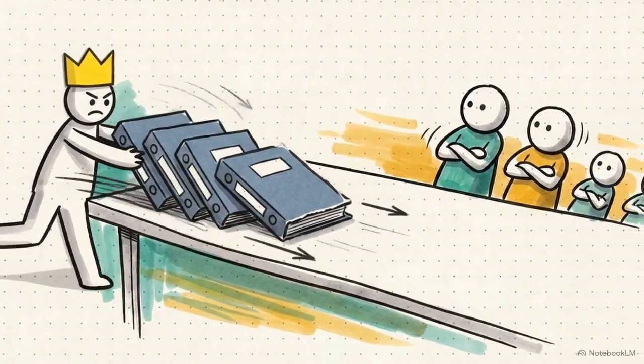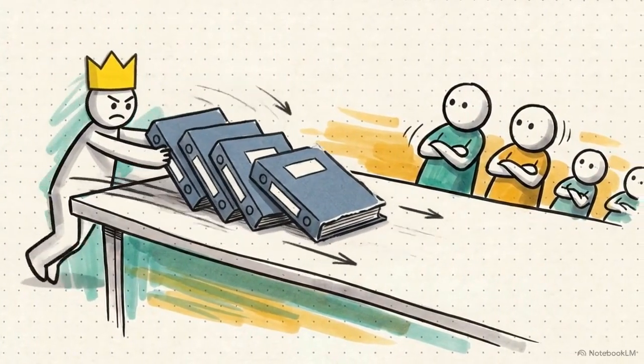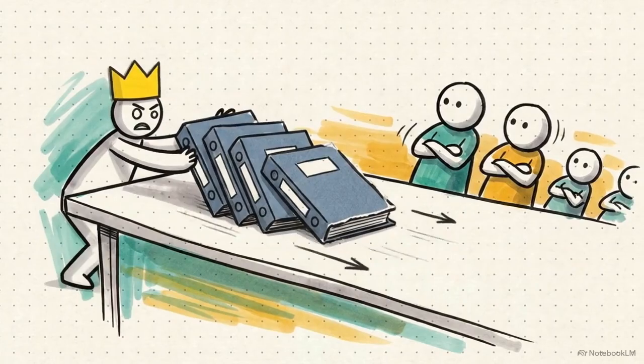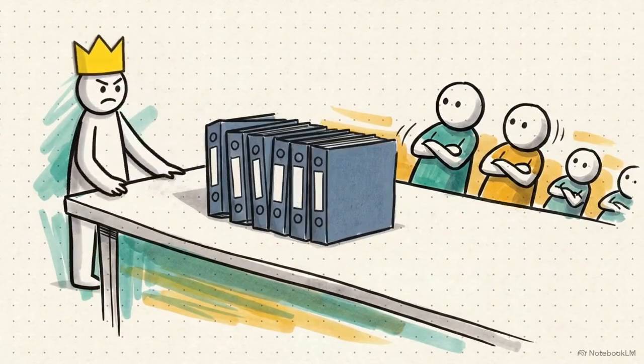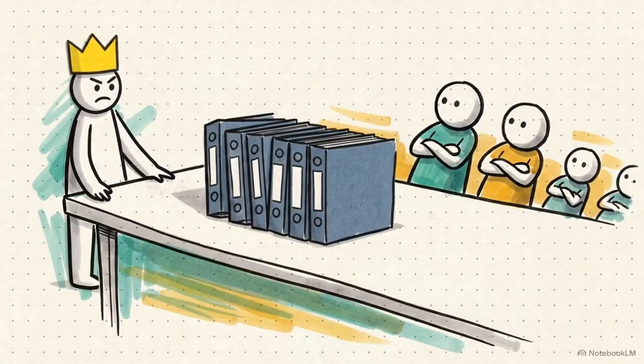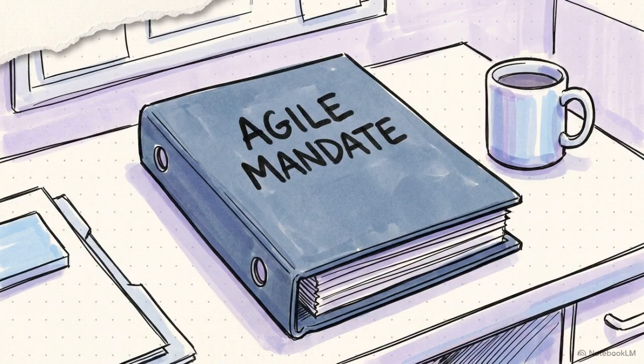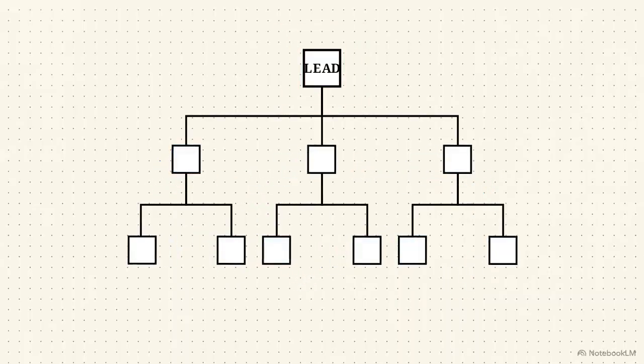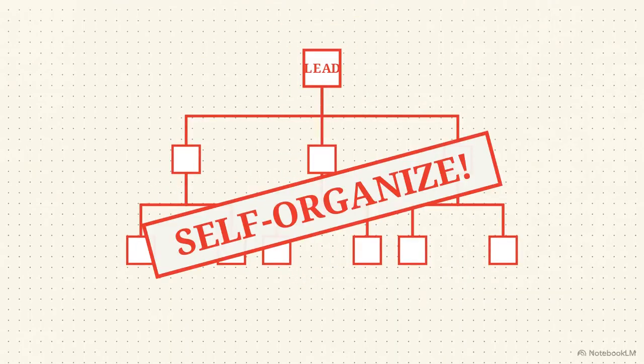Imagine a familiar scenario. The executive team decides the company must be agile, sending a top-down mandate for everyone to adopt new practices. There is a glaring contradiction in this approach. Agility relies on self-organization, yet leadership is attempting to force people to self-organize on command.